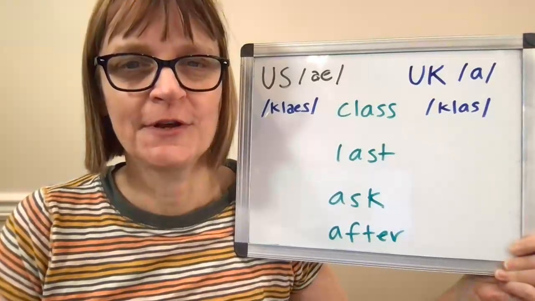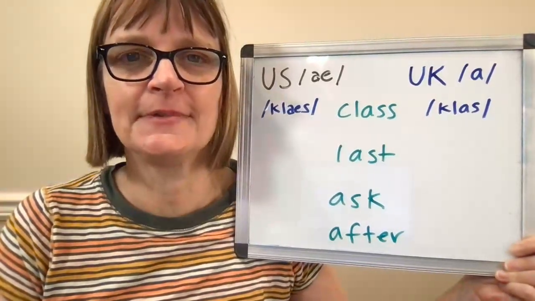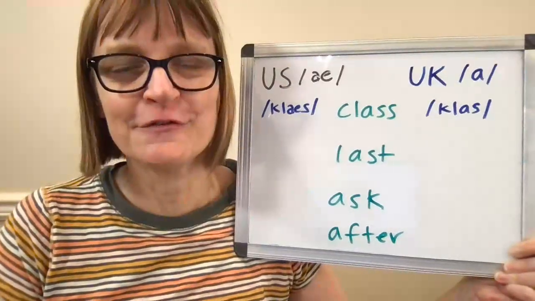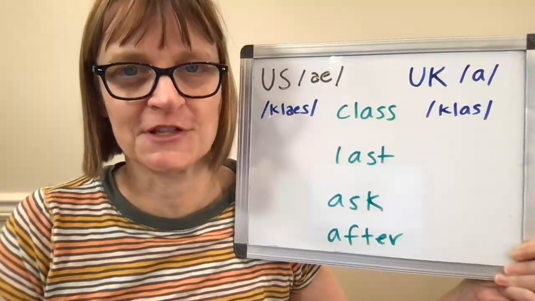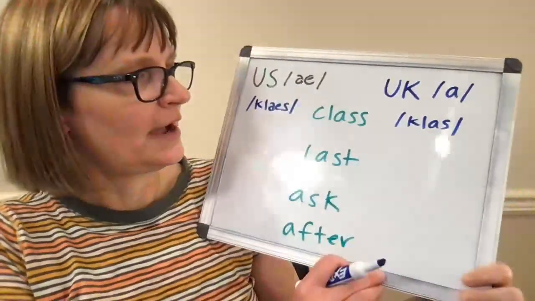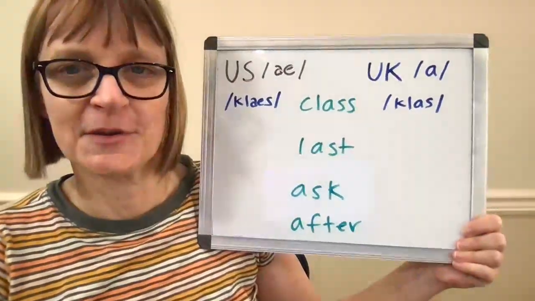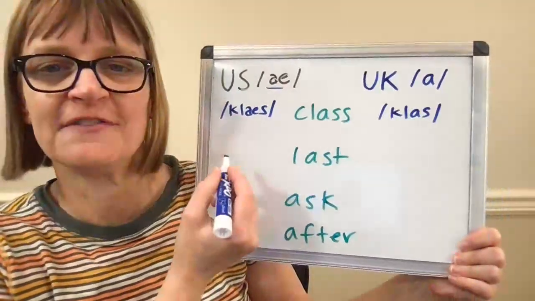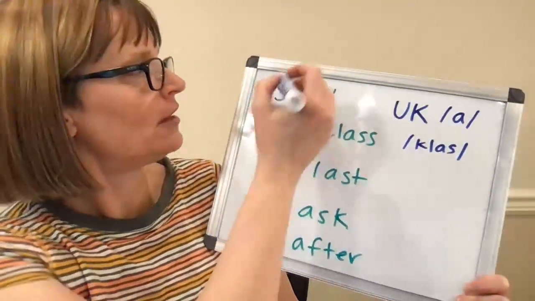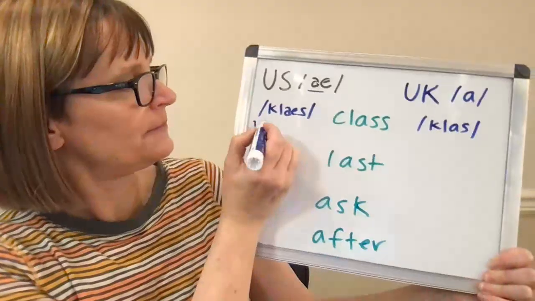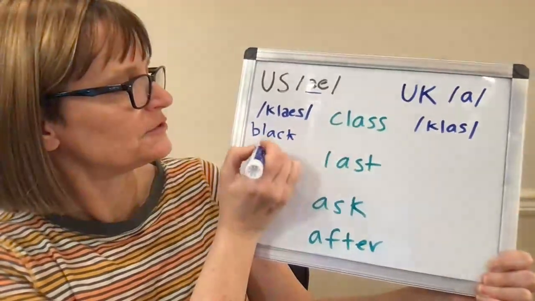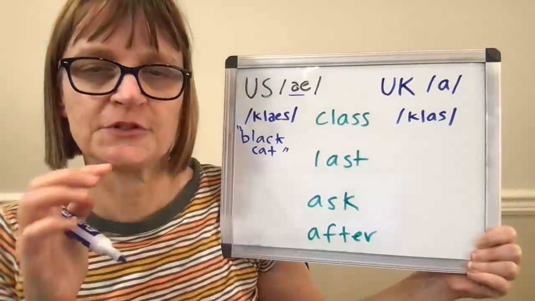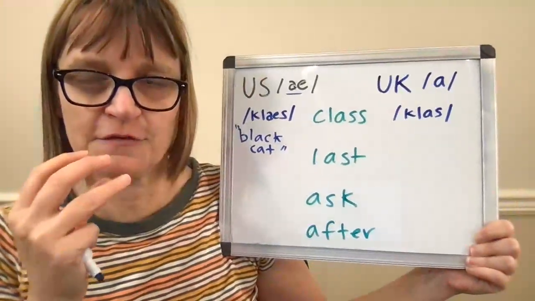In this video, we're going to look at words like class, last, ask, and after, and how they differ in American English versus British English pronunciation. So I was just listing those words using the American pronunciation. In these words in US English, we always have the a vowel. I call this the black cat vowel because we use it in those words. And it's a forward vowel. So basically it's a front vowel.